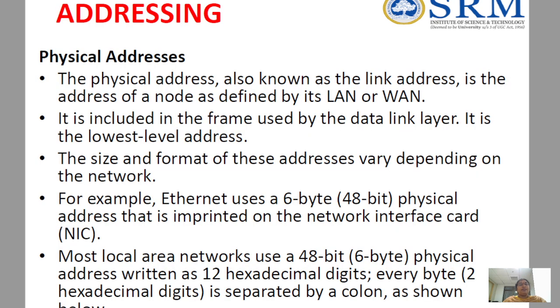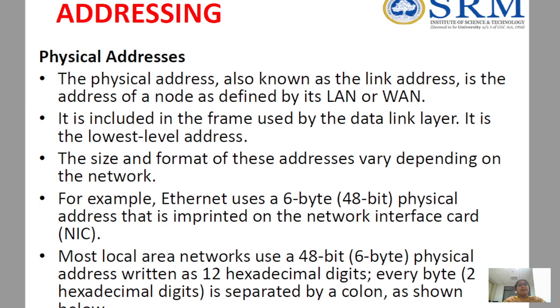In the first, we are going to talk about the physical addressing. Each and every component connected to a network uses the physical address to connect to the internet, whether it is LAN or WAN. It is included in every component used by the data link layer. It is the lowest level of addressing. The size and other format of these addresses vary depending on the network. So if it uses LAN, the physical address changes from the WAN network.